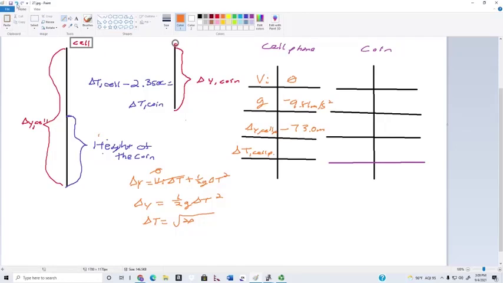delta t equals the square root of 2 delta y over g, with the entire fraction in parentheses under the square root symbol. I'm doing this from home, and I've got to get used to where my tablet is. It's always a little bit different. Let's go ahead and do the math here.